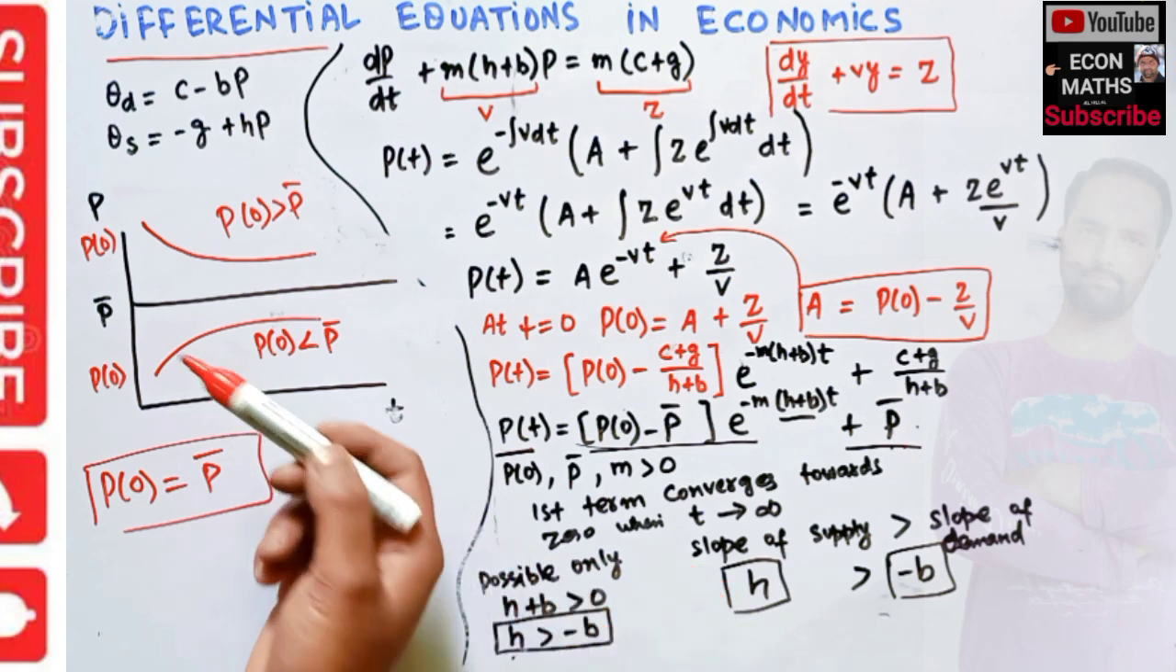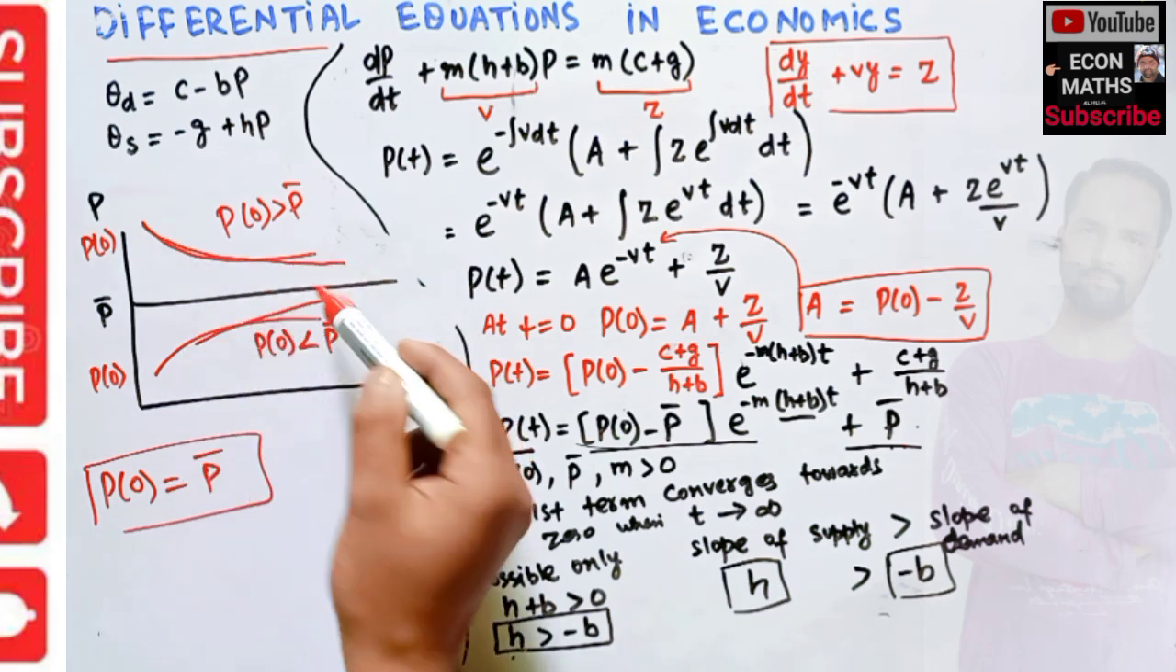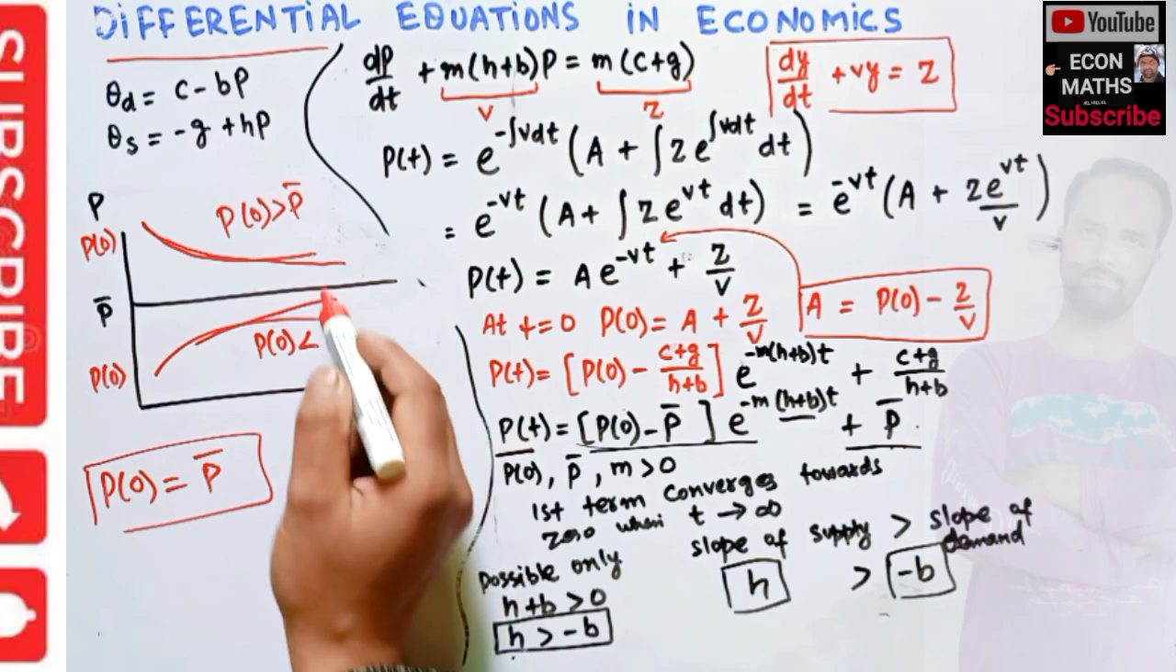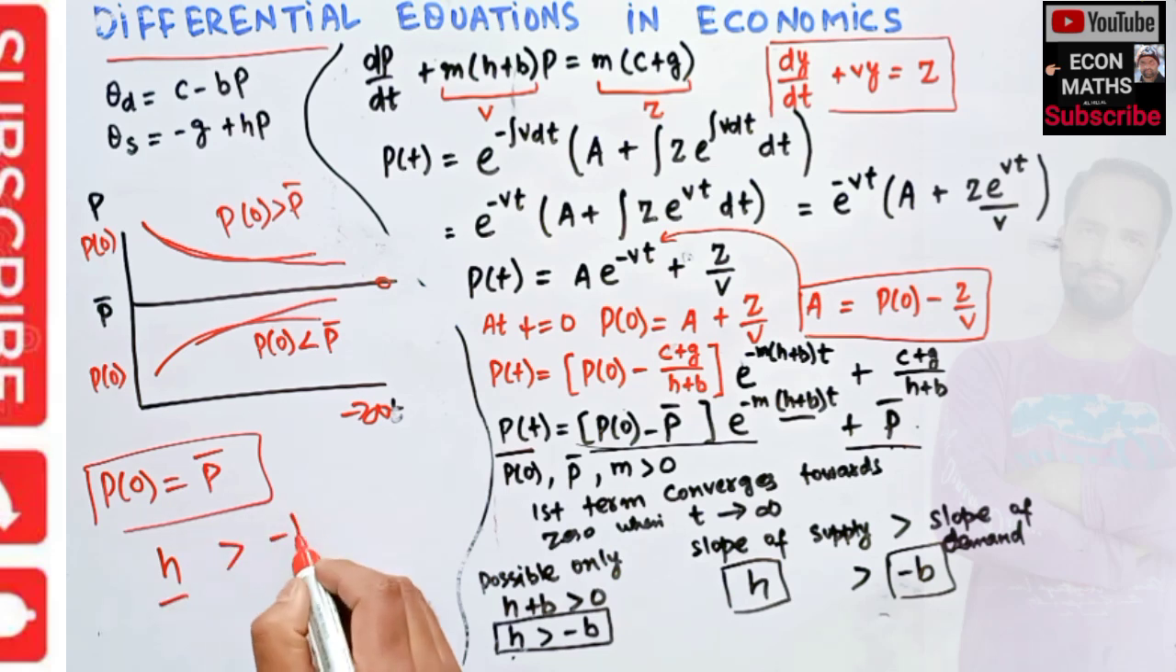Okay, then we want this function to vanish as t tends to infinity, so that the dynamic stability is achieved. And in this case we have shown that it will occur only when the slope of the supply curve is greater than the slope of the demand curve, then we will get the dynamic stability. Okay, and another case can be when we have both demand and supply functions positively sloped.